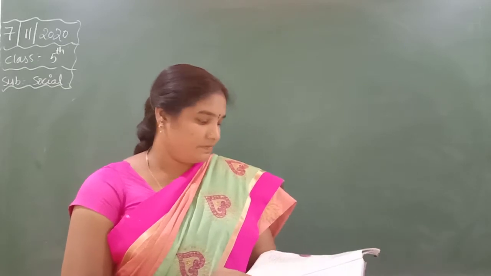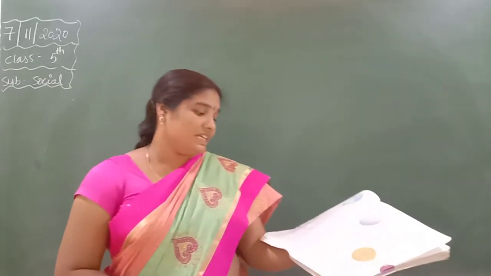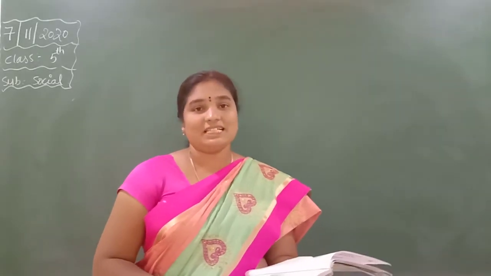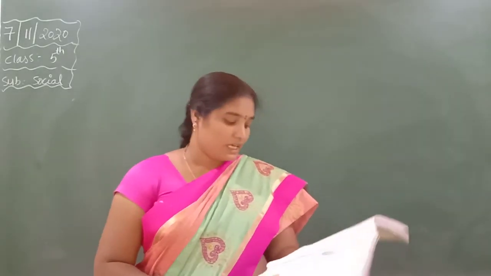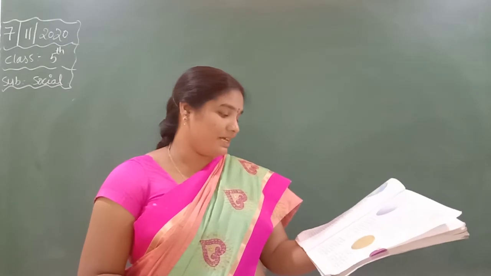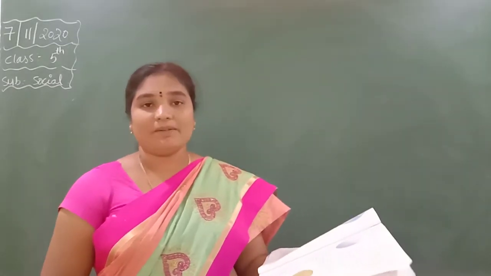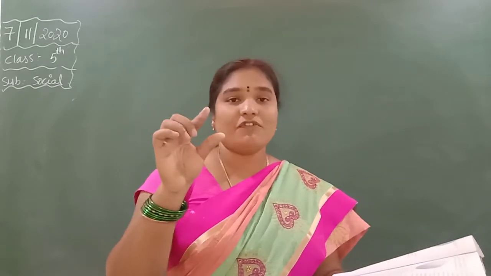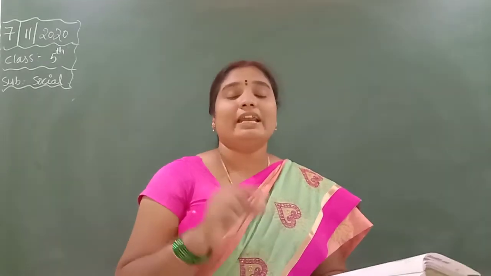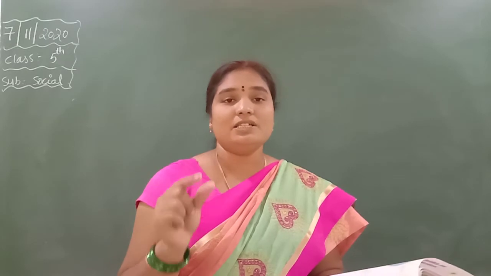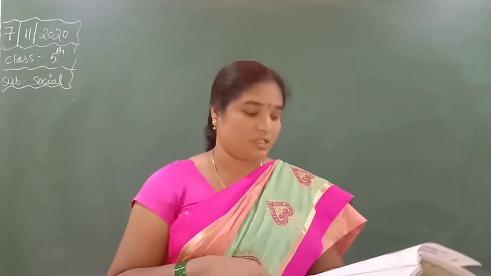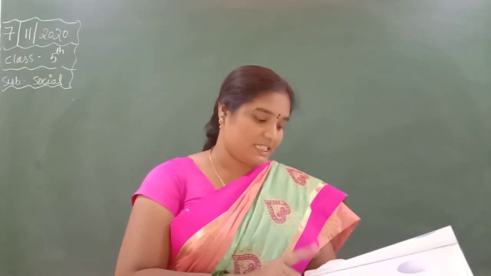Page number 194. The east-west lines drawn on a globe are called parallels. True. All parallels are of the same length. The distance between parallels is the same, but the length of the parallel decreases when we move away from the equator towards the poles. So that is false.